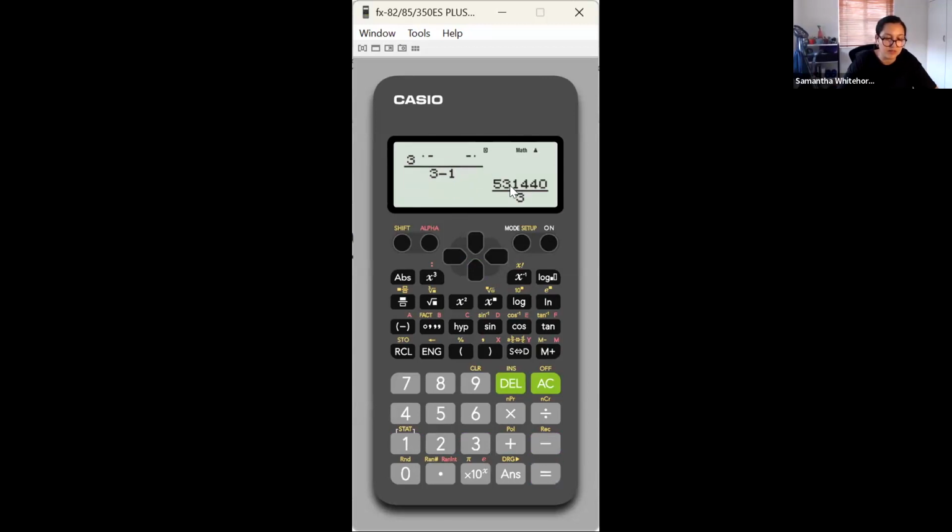And we get this: 531,440 over 3. If you want to make that a decimal, 177,146.67. So please just be careful when you sub in and type it into your calculator. That fraction within a fraction can get a bit tricky.